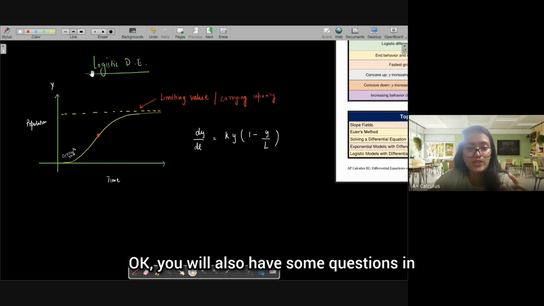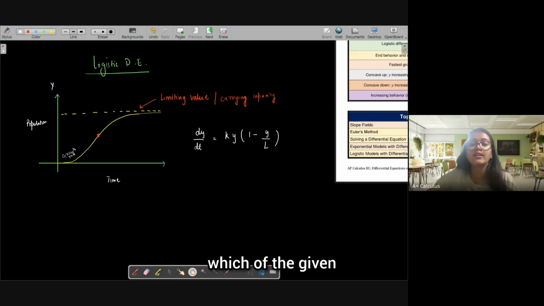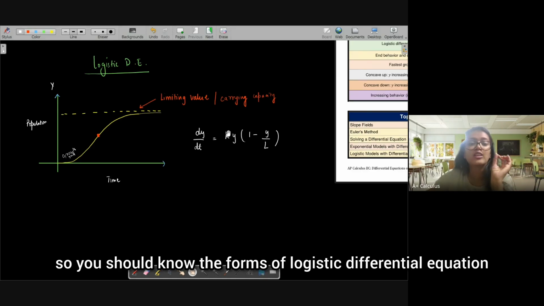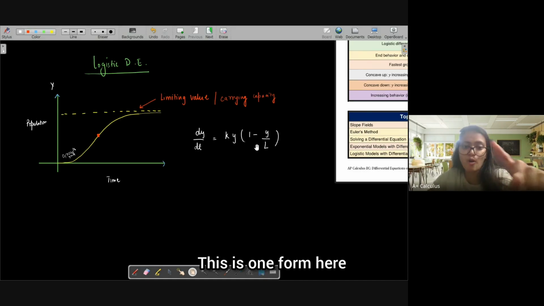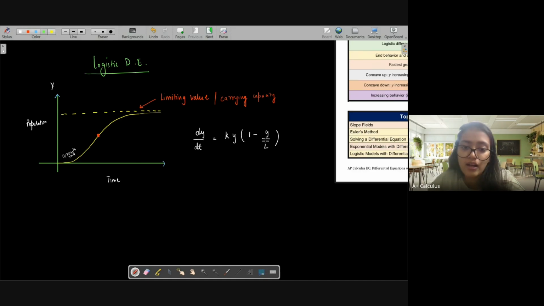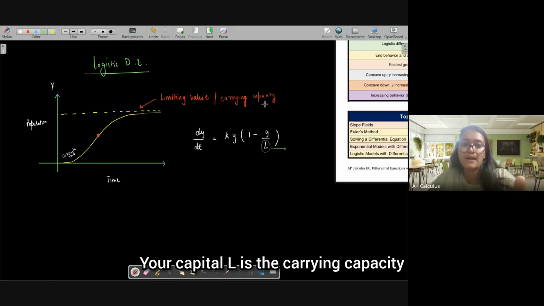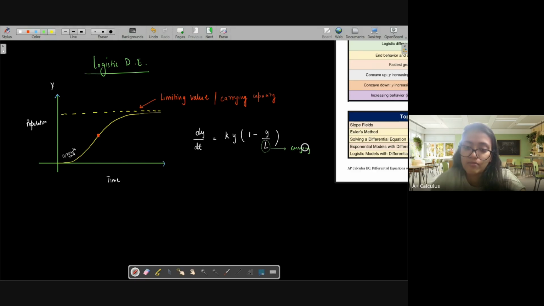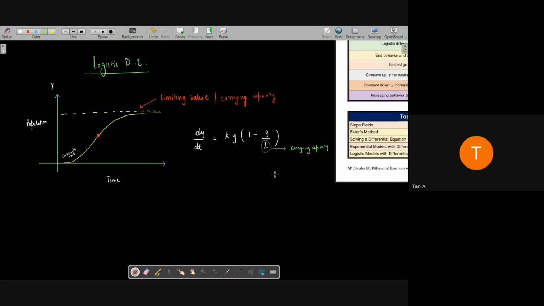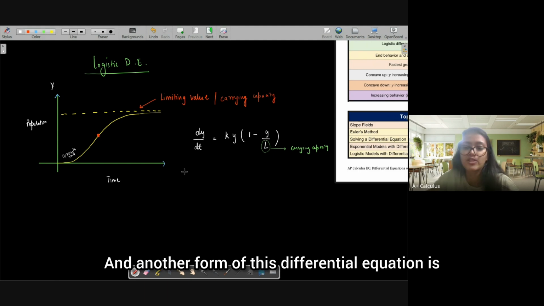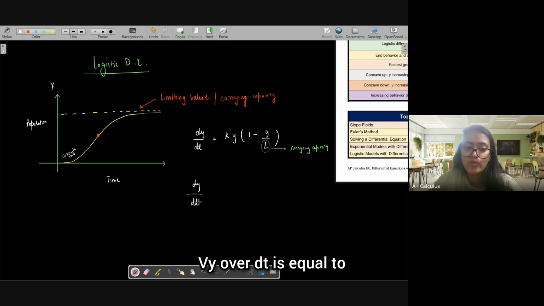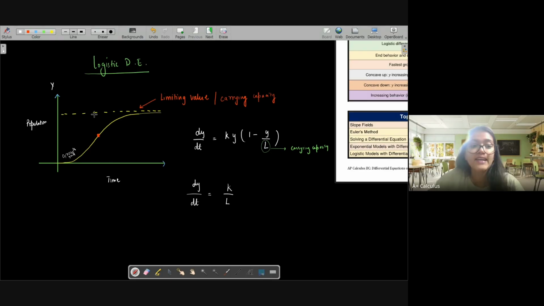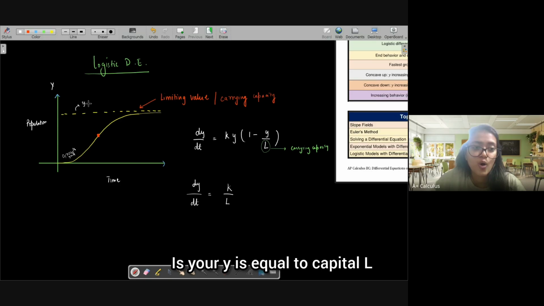You will also have some questions in which you have to identify which of the given differential equations is a logistic differential equation. So you should know the forms of the logistic differential equation. This is one form. Here, your capital L is the carrying capacity or the limiting value. And another form of this differential equation is dy over dt equals k. Carrying capacity is the asymptote, right? Yes. So this line is your y equals capital L.